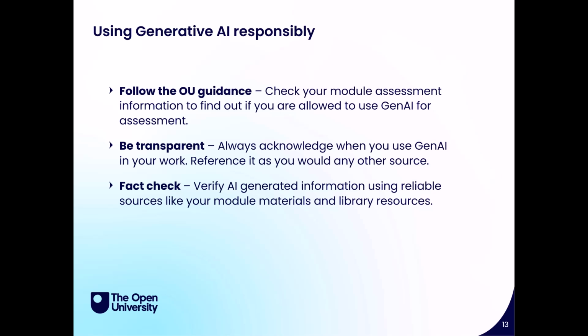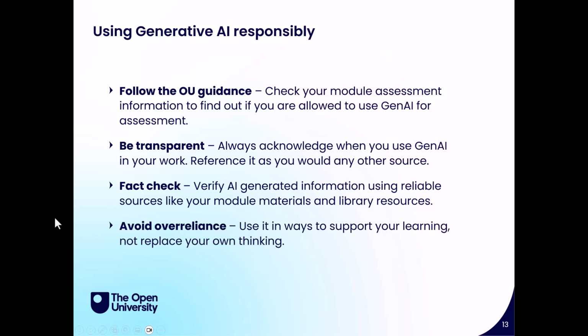As we've already discussed, generative AI tools can sometimes generate information that is incorrect. Always verify generated information using your prior knowledge of a subject or by using reliable sources such as your module materials, library search, library databases, or Google Scholar. Assessment and feedback are essential in developing transferable skills such as communication, research, and critical thinking. If you overly rely on generative AI, you run the risk of not developing these skills.